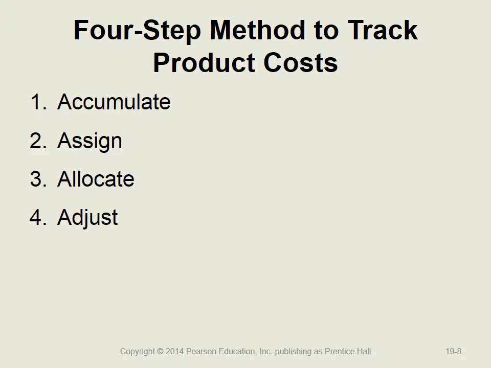There are 4 steps that are used to track product costs. These same 4 steps are followed whether we use job order costing or process costing. The steps are accumulate, assign, allocate, and adjust. These steps will be used as we follow how the product costs flow through the inventory accounts on the balance sheet to the cost of goods sold on the income statement.